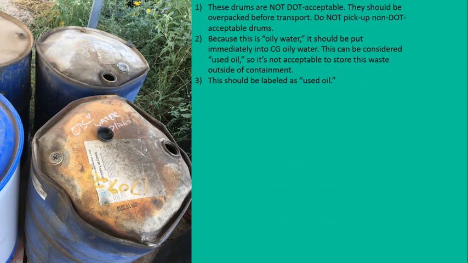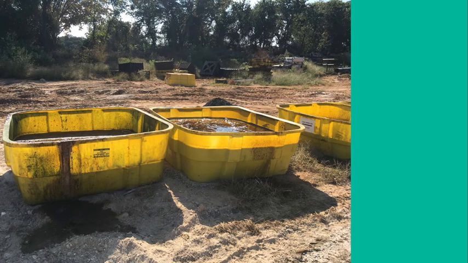Multiple things here. These drums are not DOT acceptable. They should have never been picked up like that. They're dented. They're missing, I guess the bung covers are sitting right there, but still, it shouldn't have been picked up like that. And it is oily water, which means we are regulating it based on used oil rules, so it has to be labeled as used oil. Ideally, whoever picked these up would have crossed through or taped over where it says isopropyl alcohol. That's not in there anymore. Something needs to be done about that, so an inspector wouldn't be confused and be like, is this oily water or alcohol? What is this?